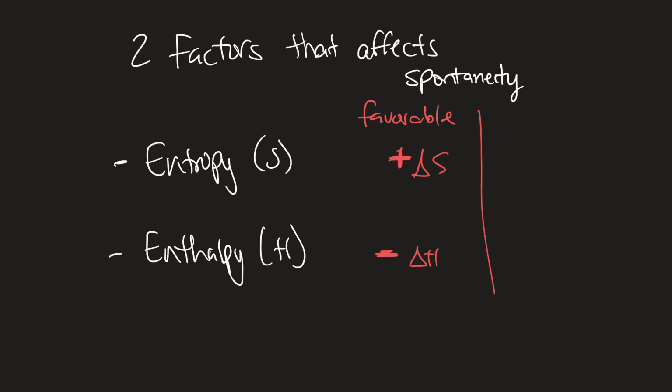Now, for the process to be considered non-spontaneous, you want these things to be unfavorable. An unfavorable entropy is one that is negative, so it's becoming less disordered. Another unfavorable factor, for enthalpy, is when it is gaining energy. Anything that's gaining energy is unfavorable in terms of enthalpy.